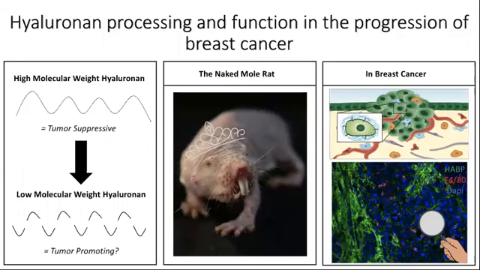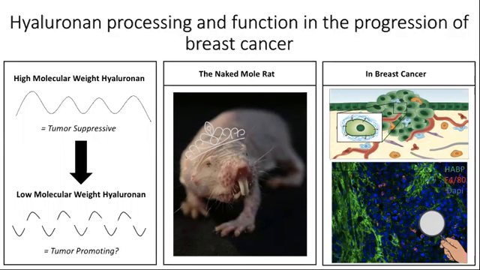And therefore, because it's really present everywhere under normal physiologic conditions, HA is thought to be tumor suppressive. However, if this high molecular weight molecule gets exposed to some sort of cellular or organismal stress, it can get cleaved into these low molecular weight fragments, which are thought to be tumor promoting.